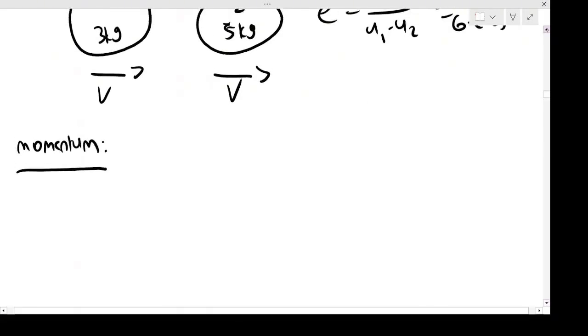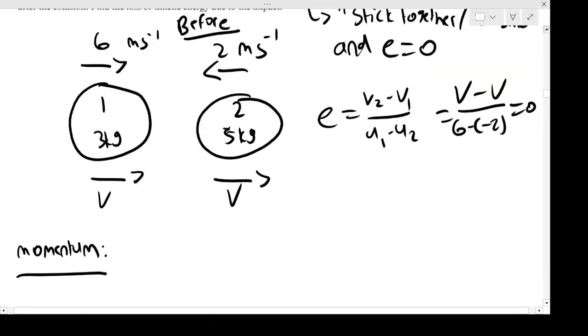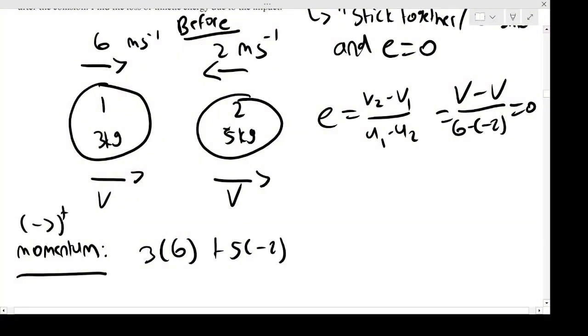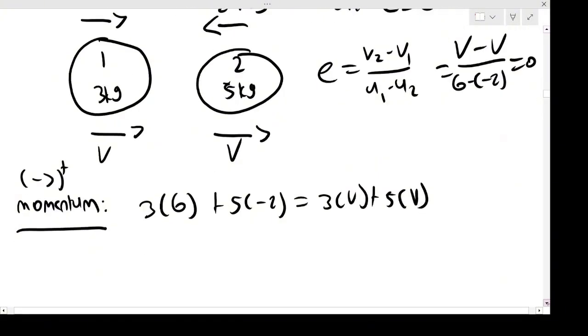So if I use momentum here, it's going to be 3 times 6, and then 5 times, again, minus 2 here, because it's a negative direction. Again, forwards is positive. So minus 2 is going to equal 3 times V, and then 5 times another V. And then you can see we can solve for V here.